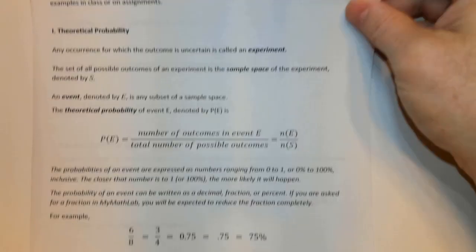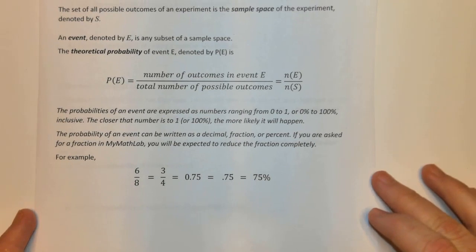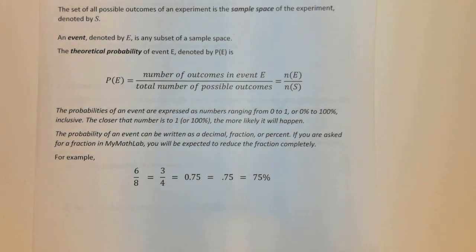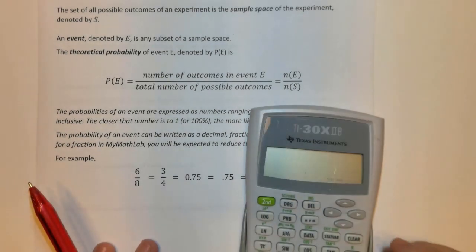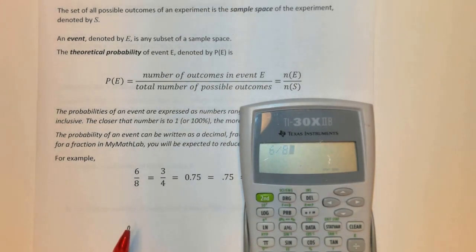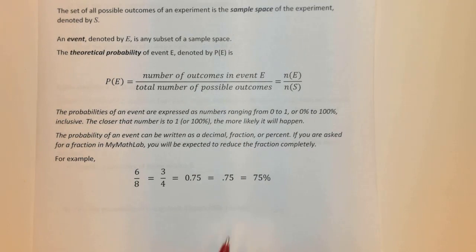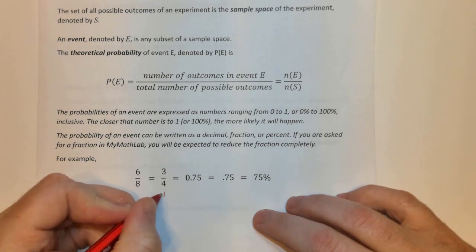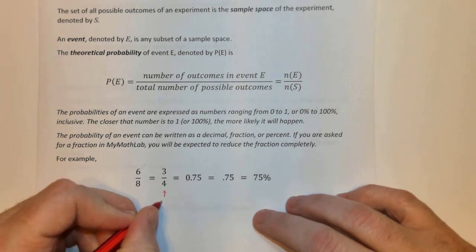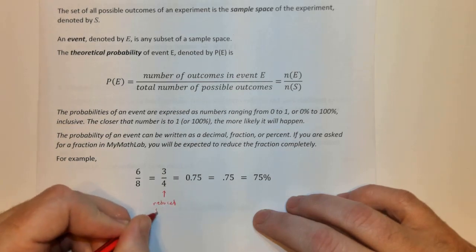All right, so this is not really an example of probability, but this is kind of a result you see. So you've got a fraction, 6/8. The reduced fraction is 3/4. The decimal is 0.75, and I'm getting that by just doing 6 divided by 8 equals 0.75. MyMathLab accepts both. So let's talk about this a little bit. This is the reduced fraction.